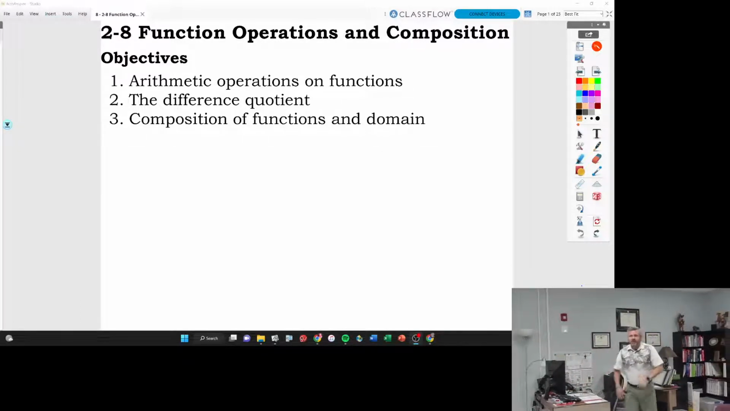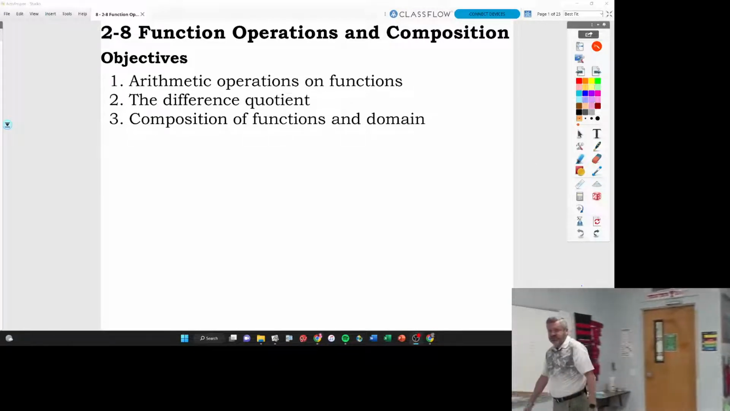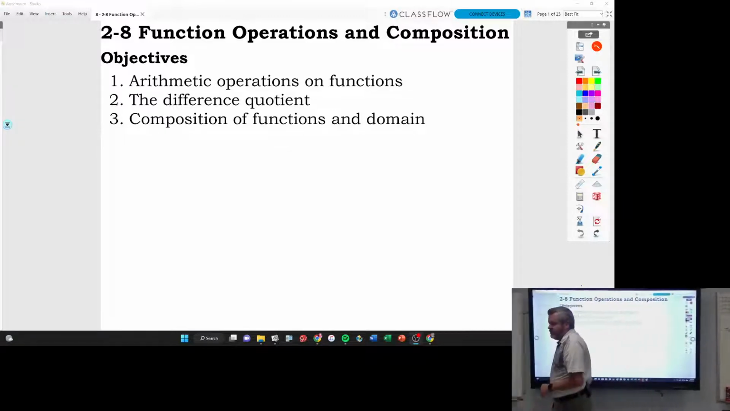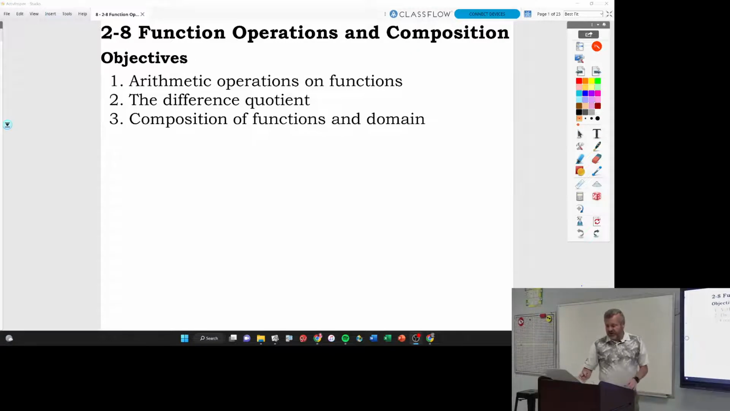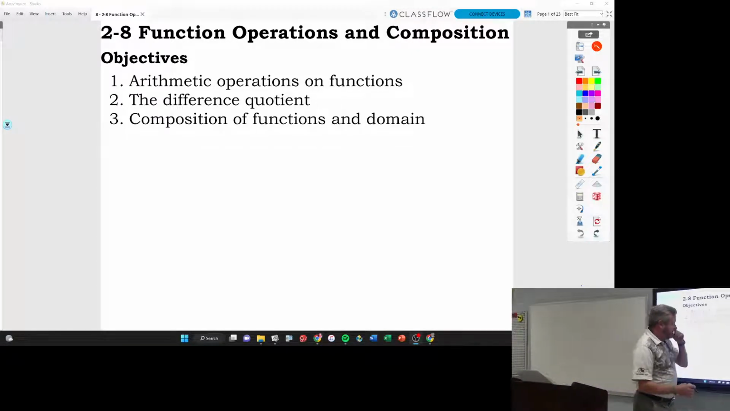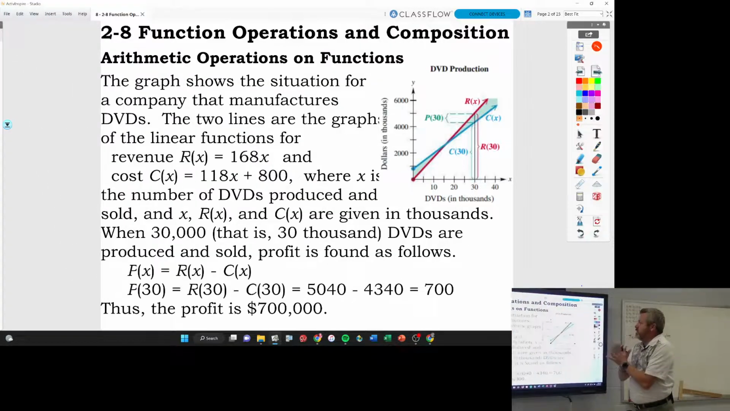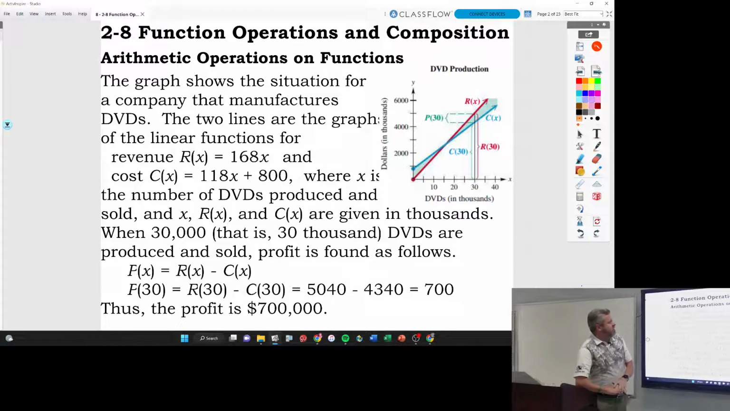Okay, so today we're going to talk about Section 2.8, Function Operations and Compositions. Three of the objectives we'll be talking about today include arithmetic operations on functions, the difference quotient, and composition of functions and domain. So, arithmetic operations on functions.